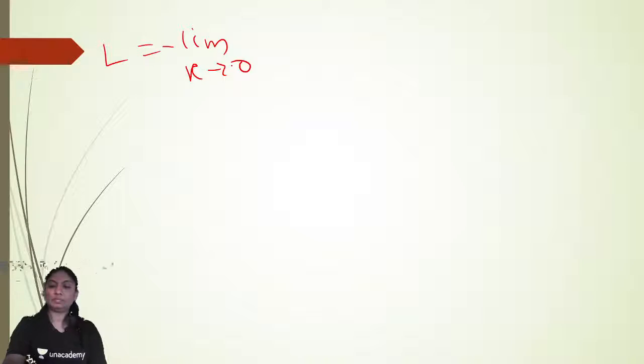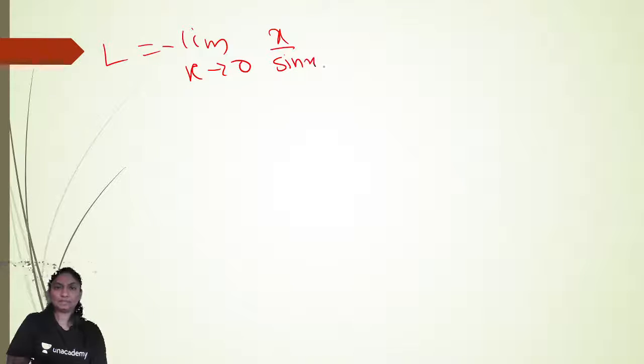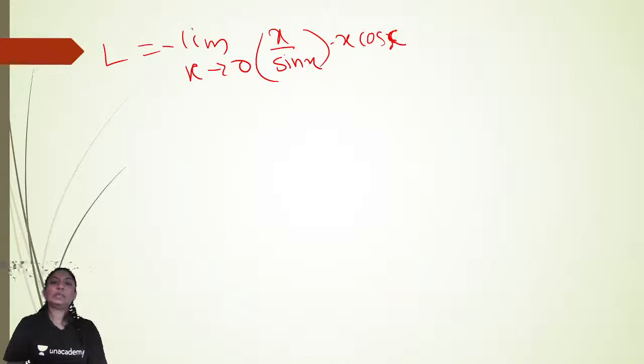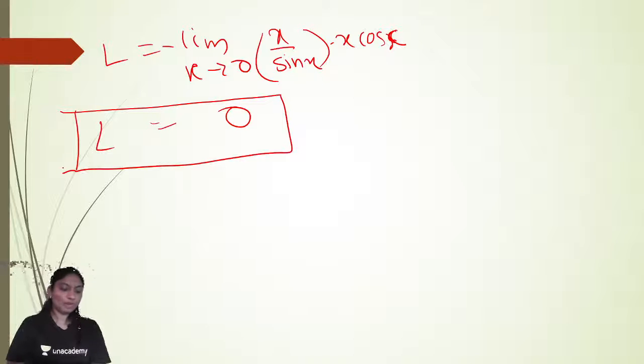So L is equal to minus into the limit as x tends to 0 of x square upon sin x, so x upon sin x into x cos x, right? The limit as x tends to 0 of x upon sin x is equal to 1, right? So as x tends to 0, here x is equal to 0, so you will get the limiting value L is equal to 0. I hope you are getting it clearly.